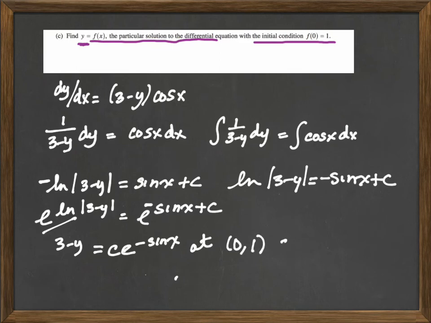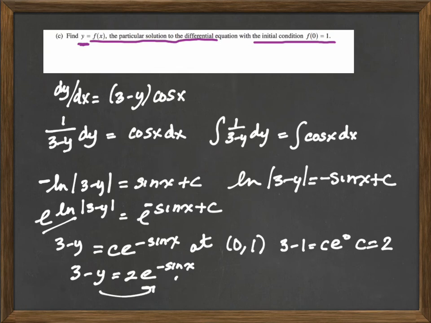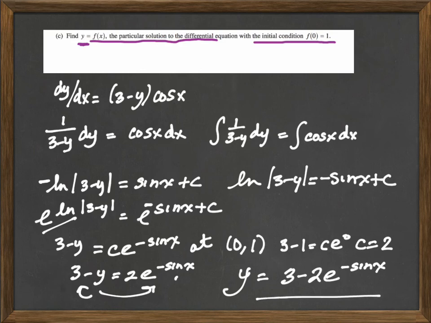Now I'm going to substitute my point (0, 1). I would get 3 minus 1 equals c e to the 0, so c equals 2. So my equation becomes 3 minus y equals 2e to the negative sine x. And then I would just switch that around, put y on this side and 3 minus 2e to the negative sine x on that side. So you get y equals 3 minus 2e to the negative sine x. And that's the right answer.